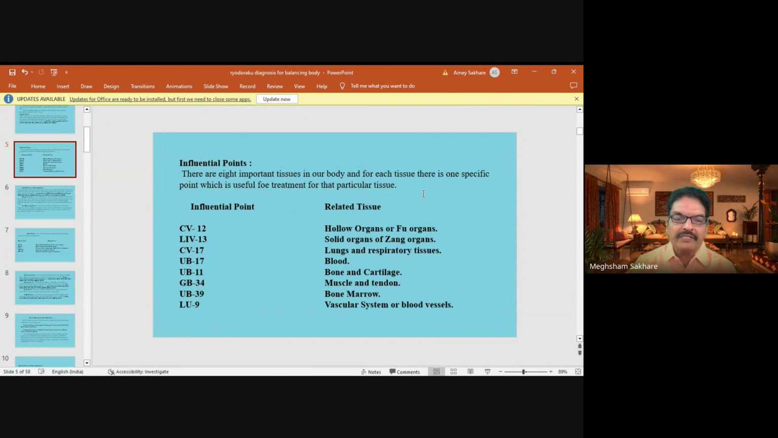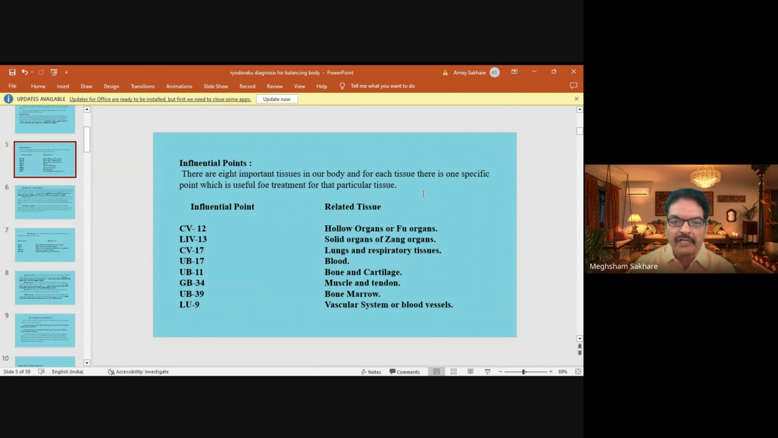For example, CV12 is used for the hollow or fu organs. Hollow organs means small intestine, large intestine, triple warmer, gallbladder, urinary bladder, and stomach. Liver 13, on the tip of the 11th free rib, is for the solid organs. It is the influential point for the solid organs, or in China they are called Zang organs.